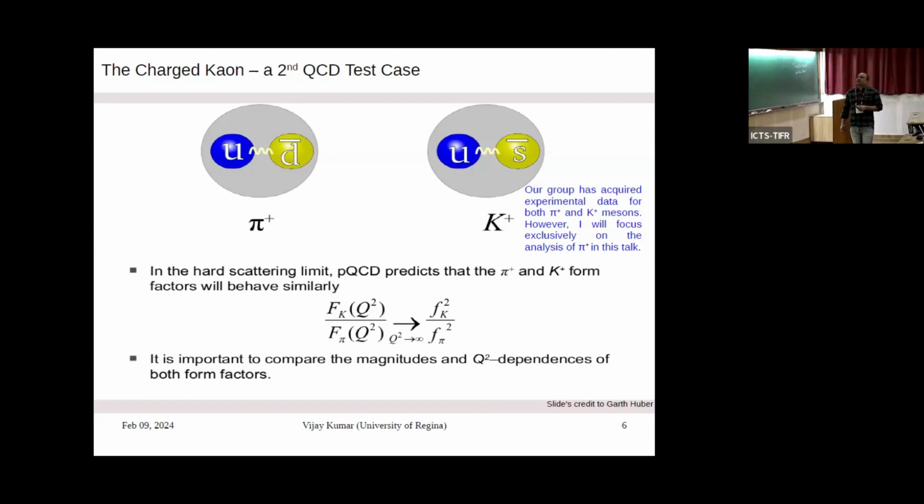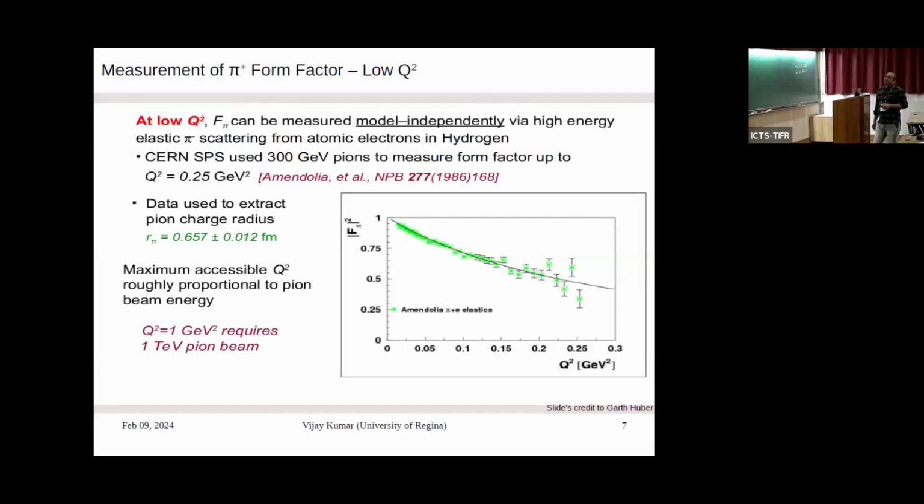We have acquired experimental data for both pi plus and k plus mesons. But in this talk, I will talk only about the measurement for the pi plus electromagnetic form factor. So here, this is the measurement of the form factor.